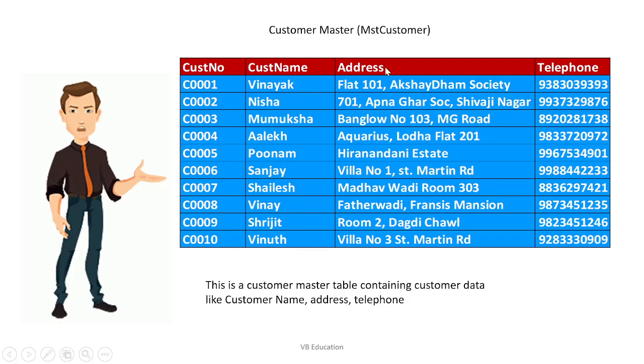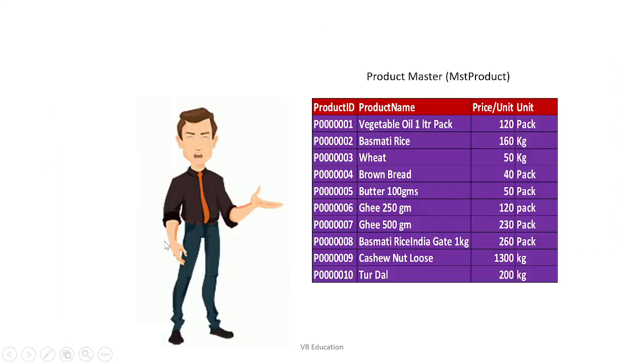Now suppose there is a customer master table. So we have a customer number, customer name, address, telephone number. Now this is just a small shop, say a grocery shop, and the grocery shop maintains a list of customers: the customer, his name, his address, and telephone number. Whenever someone calls in the shop, they will supply the goods to that person at the particular address mentioned here. So this is a customer master table containing customer data like customer name, address, and telephone number.